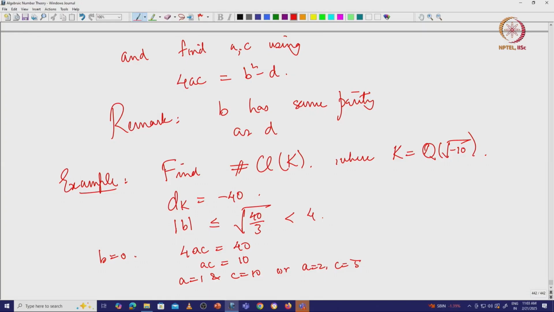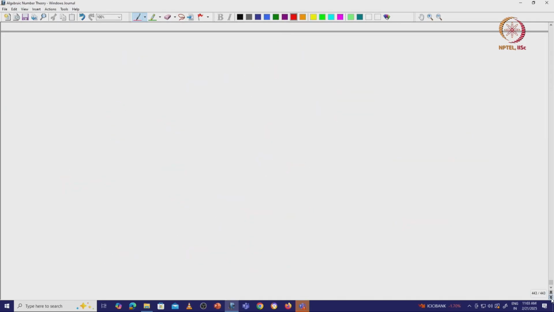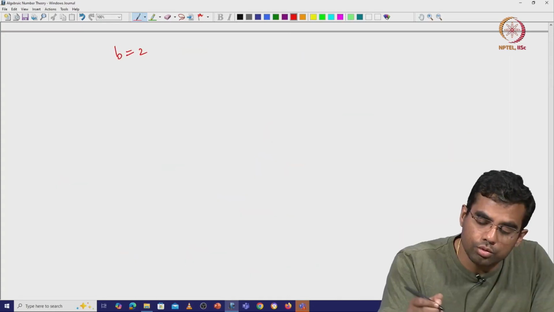And you can't have anything else because a has to be less than or equal to c, okay. And so, there are two reduced binary quadratic forms here, which is x square plus 10y square and 2x square plus 5y square. So, there are two of these. What about b equal to 2?